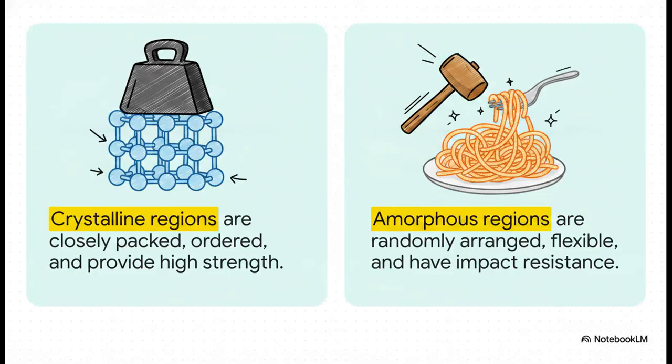And this brings us to the eternal engineering trade-off: order versus randomness. Most polymers are semicrystalline. The crystalline regions are packed super tight and highly ordered. That gives us massive strength, heat resistance, and chemical resistance. But then you have the amorphous regions. These are totally random, basically like a bowl of cooked spaghetti. That amorphous randomness creates free volume, which gives the material its flexibility and impact resistance.